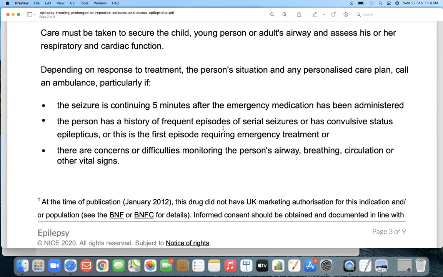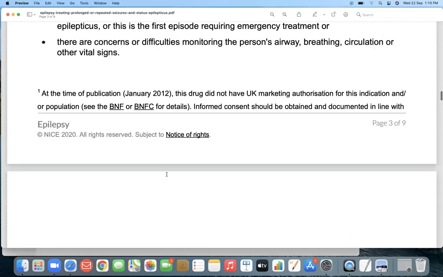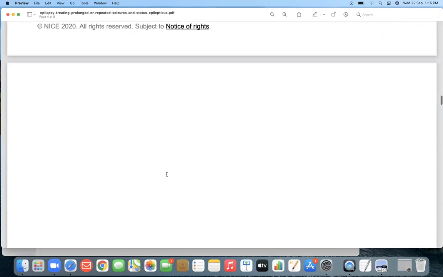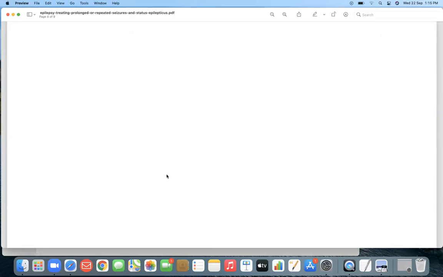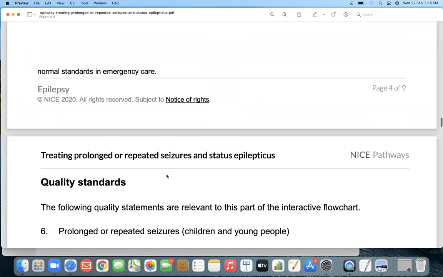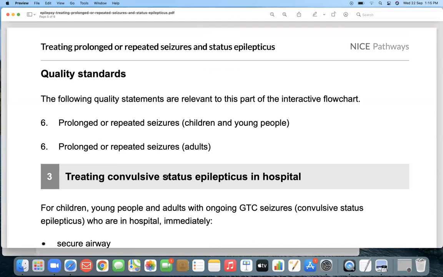The person has a history of frequent episodes of serial seizures and convulsive status epilepticus, or this is the first episode requiring emergency treatment, or there are concerns or difficulties monitoring the person's airway, breathing, circulation or other vital signs. So even when you are outside, if buccal midazolam is available, it will be the first choice. The second, if not, rectal diazepam, or if they reach the hospital setting and there is an IV cannula, you will go for IV lorazepam.